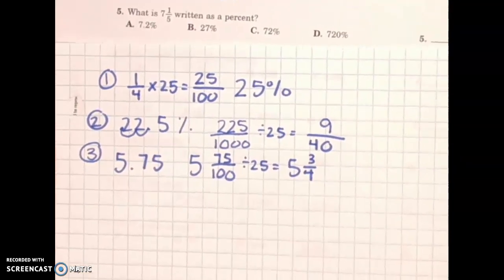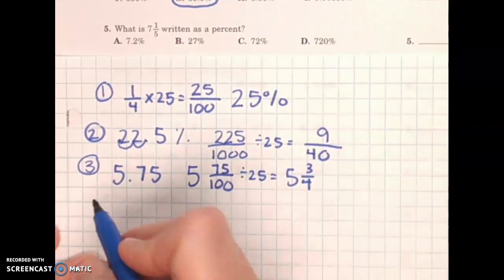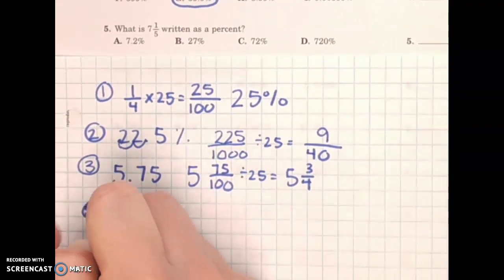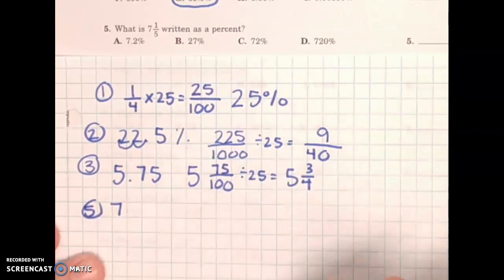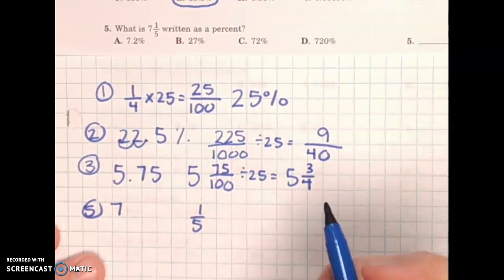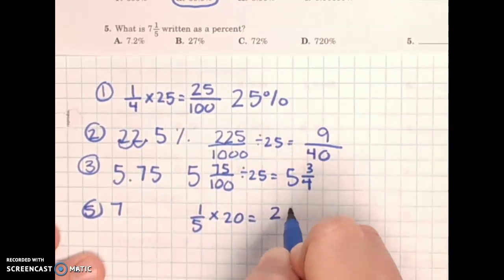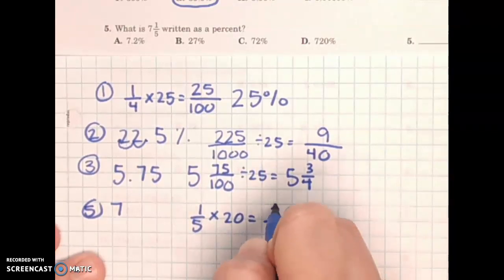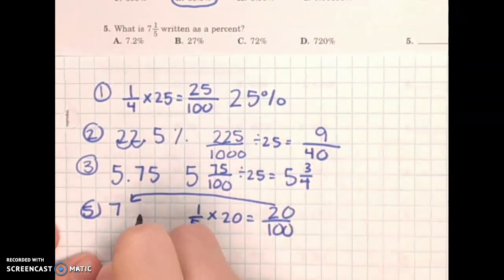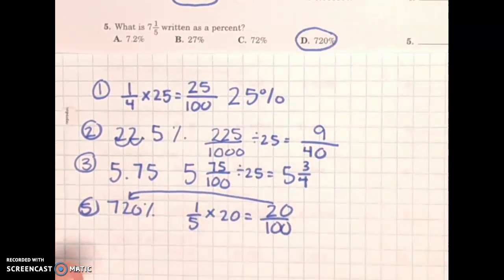Number 5, we have 7 1/5, and we're going to write that as a percent. So I'm going to put my 7 off to the side. Now I have 1/5. To make 5 into 100, we're going to multiply by 20. So we have 20 over 100. And I'm just going to move my 20 on with that 7 over there. So 720%, which is letter D.